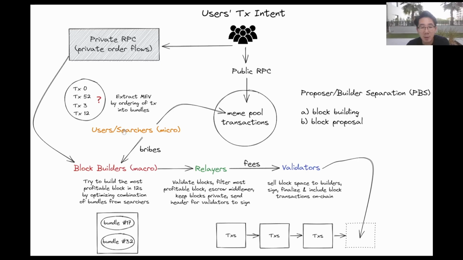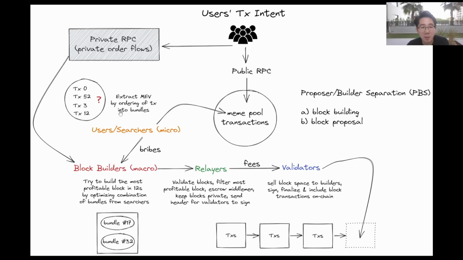The four key players here are users and searchers, block builders, relayers, and validators. The role of users and searchers is to scout for all these transactions and reorder them in such a way that they will extract MEV, the best possible outcome that yields the maximum profit.